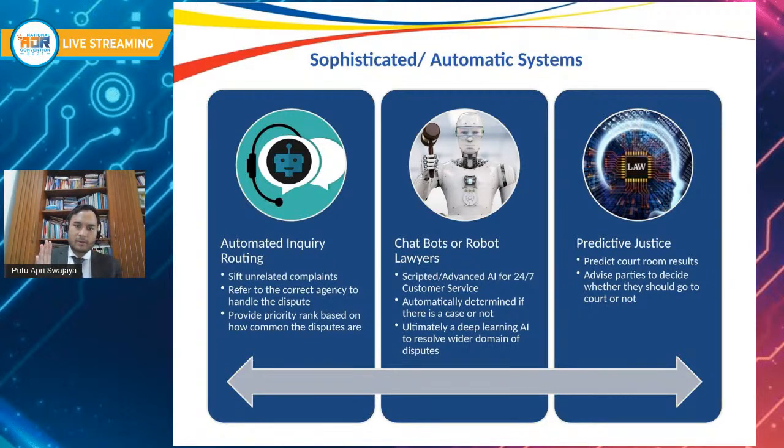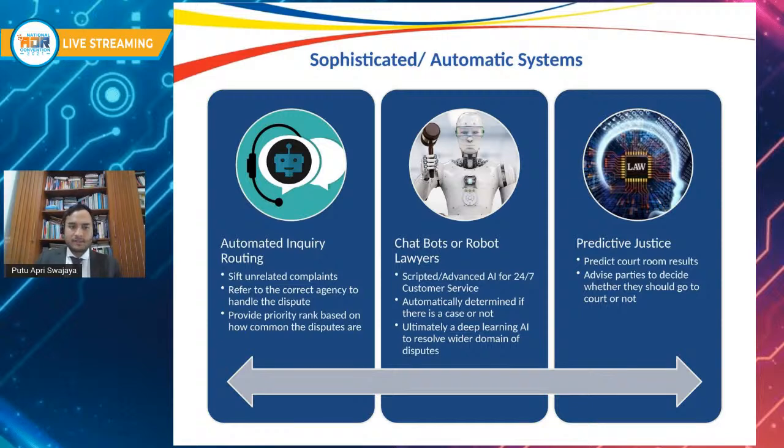However, if we talk about robot lawyers, on the other hand, they are supposedly more advanced than chatbots as they utilize more advanced deep learning AI technology to help consumer disputes from a wider range of domains. So not limited to just one or two, but maybe to a bigger range which can help consumers with.